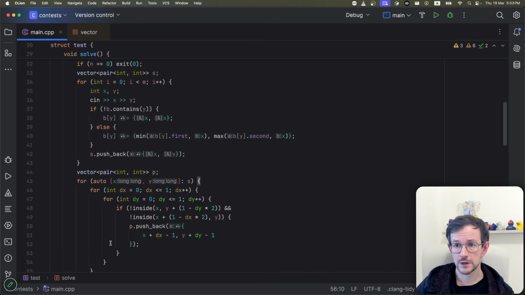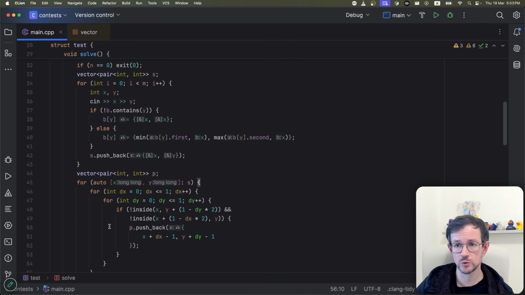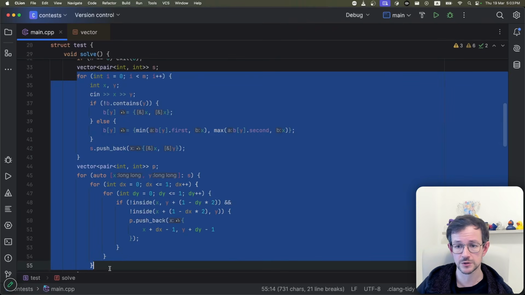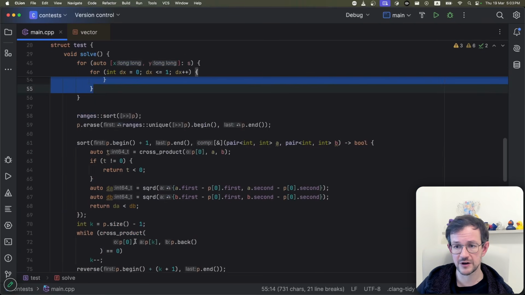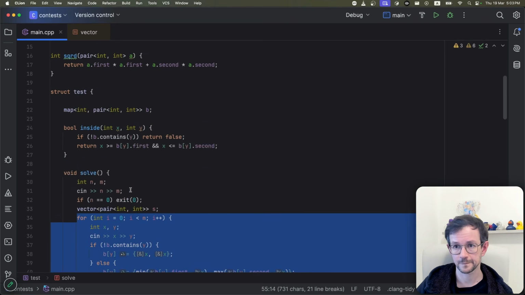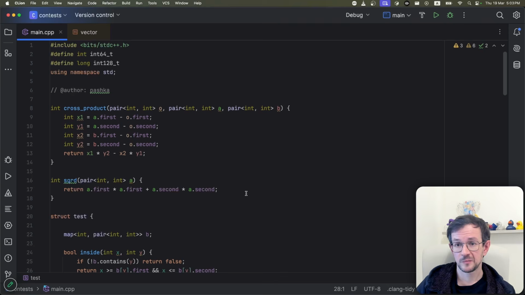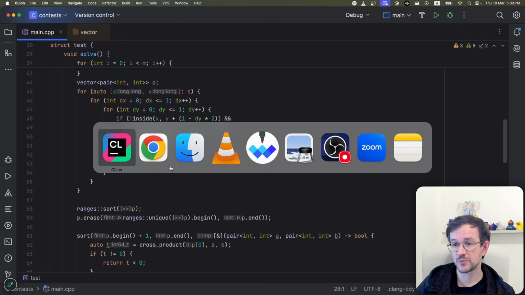That's it. So again, the part which builds the set of interesting points changed, and after that the rest is the same. You just build the convex hull like we did before. That's basically problem H.